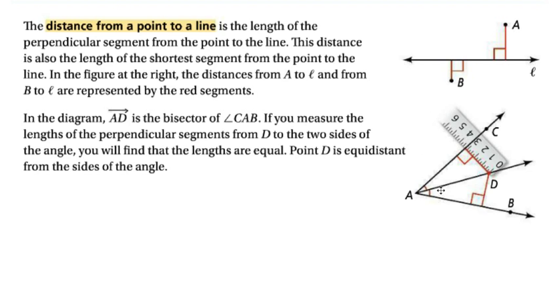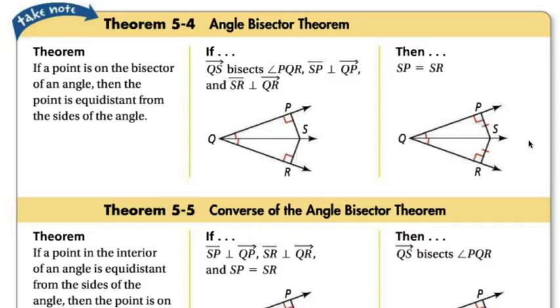So in this diagram, we have ray AD is a bisector of angle CAB, so it's cutting this angle A here in two equal parts. And if we were to measure the perpendicular distance anywhere on ray AD, we would find that those distances would be equidistant. Okay? So that gives us two more theorems, the angle bisector theorem and its converse.